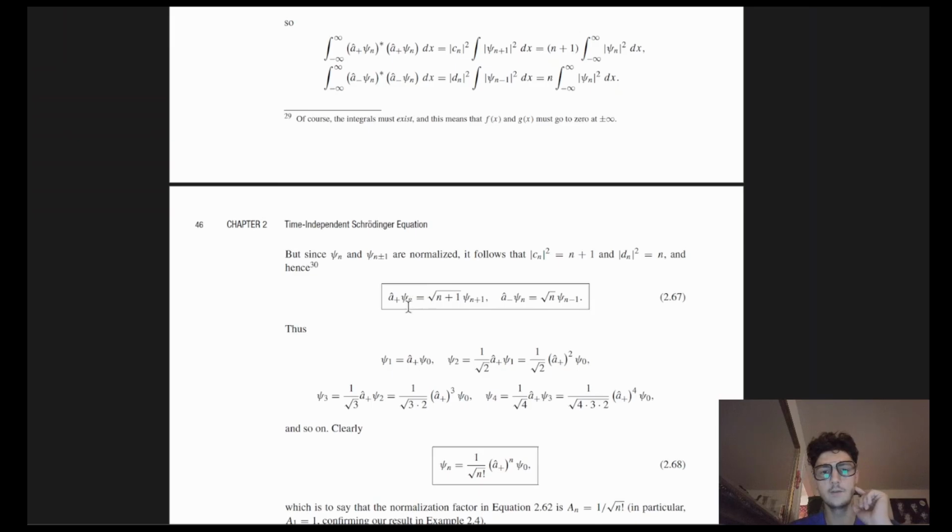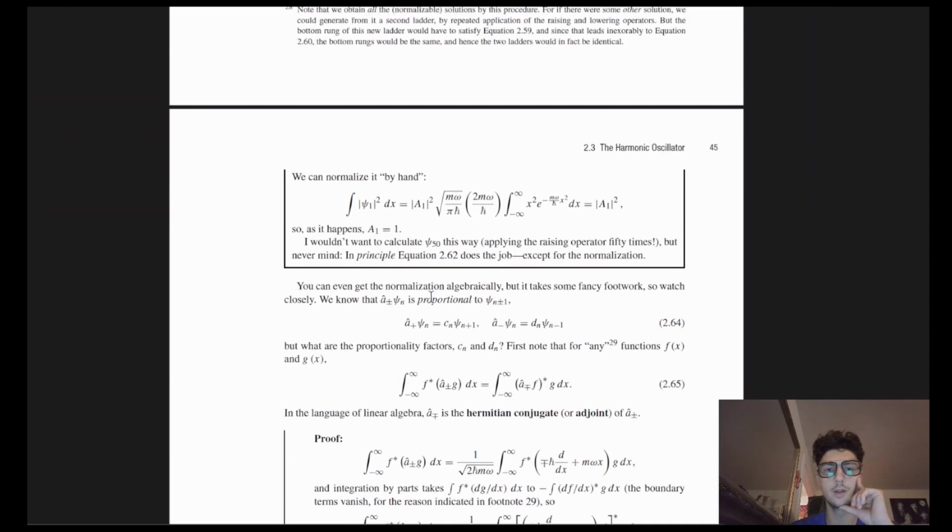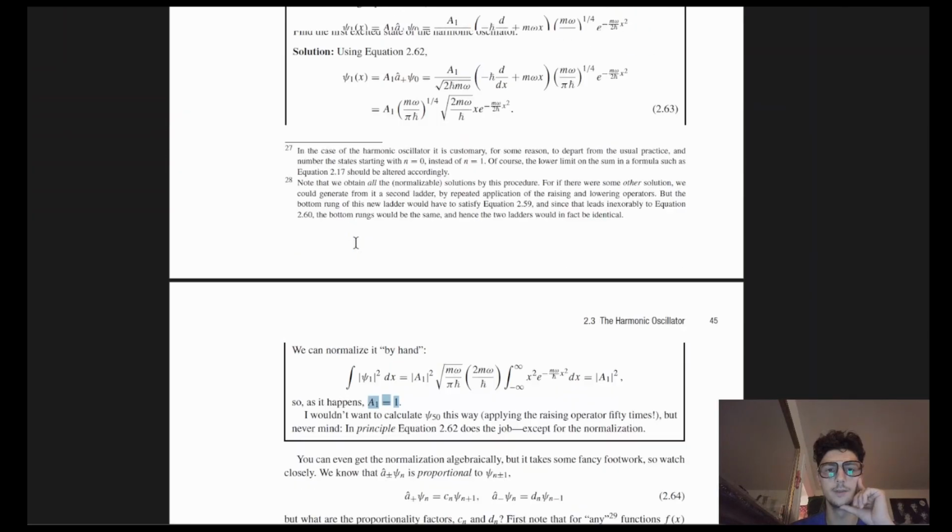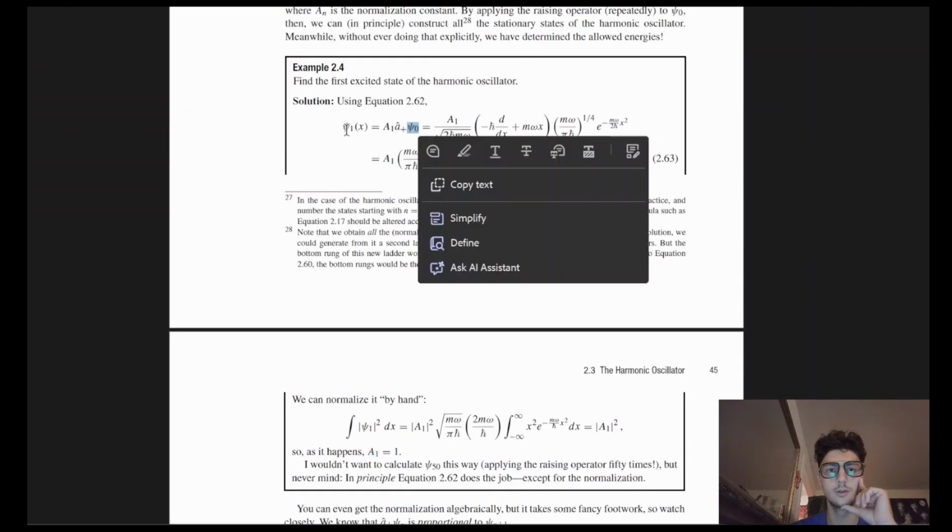So if we have state psi n and we raise it by 1, apply the raising operator to psi n, we get psi n plus 1 and the normalization factor is square root of n plus 1. So from psi 0, we get psi 1, and we plug in 0 here. 0 plus 1 is 1, square root of 1 is 1. So the normalization constant of going from psi 0 to psi 1 is 1, and we saw that in the example right here. This is how we went from psi 0 to psi 1. So he just did this generally for all of us.